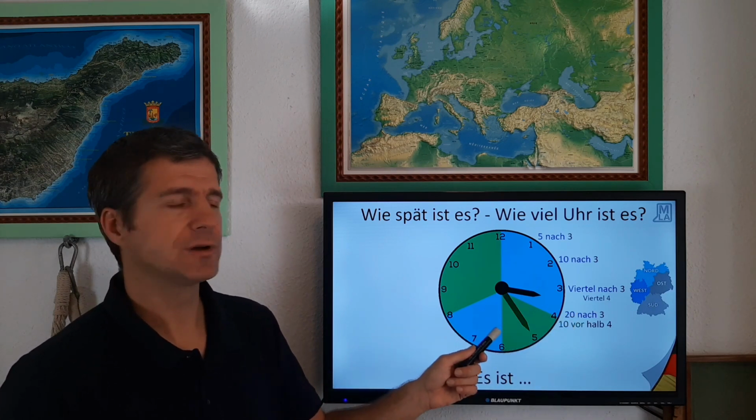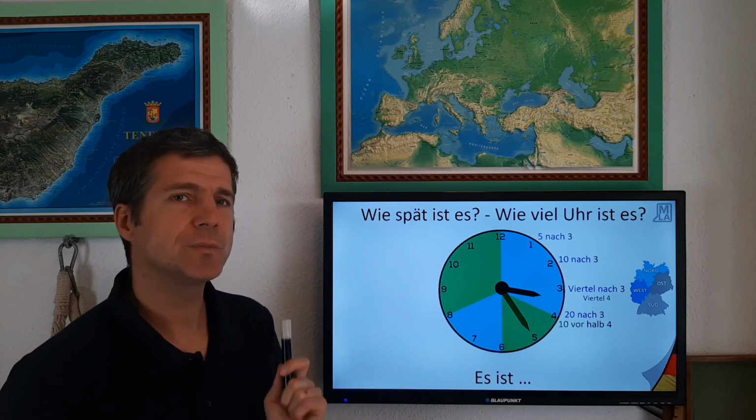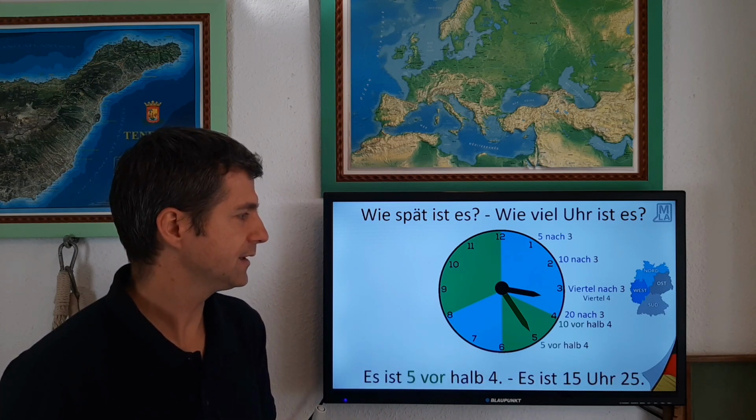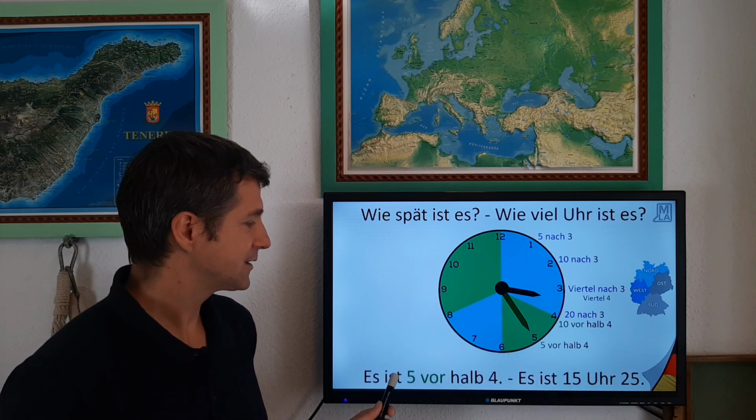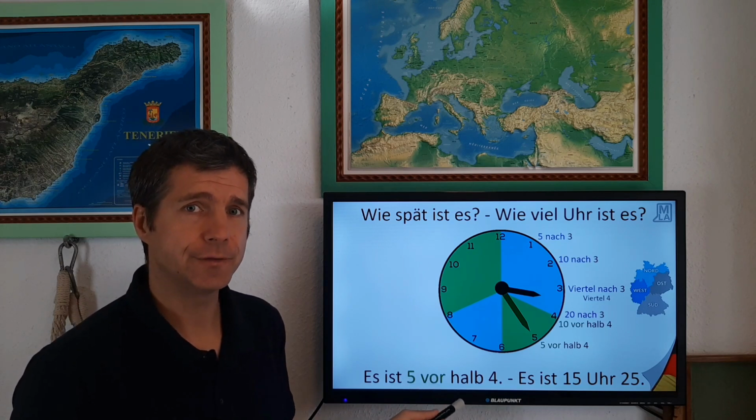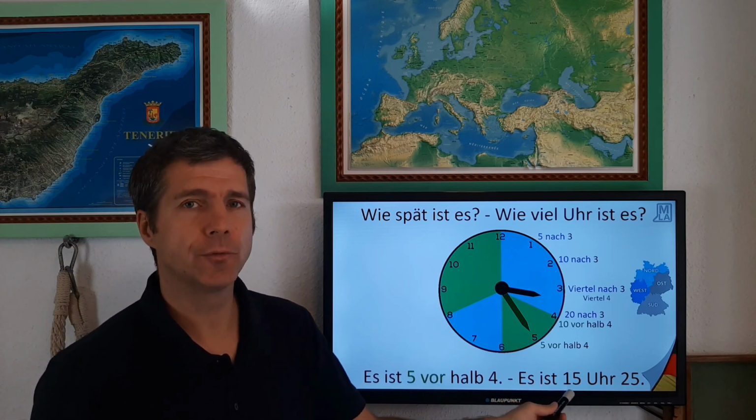Now we are really in the green zone, no? So, wie spät ist es? In this case, es ist 5 vor halb 4. Official way, es ist 15:25 Uhr.